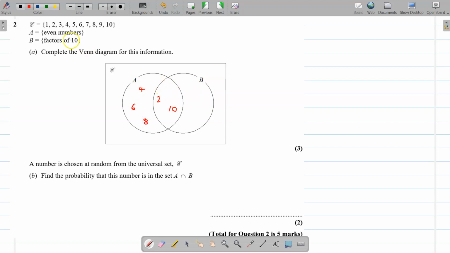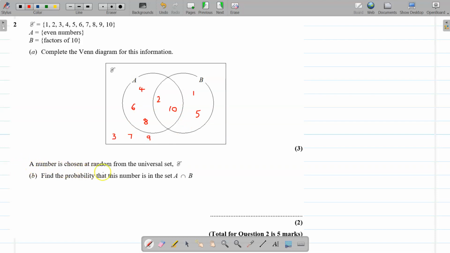From that list, the other factors of 10 are 1 and 5, which are both odd numbers, so they don't belong in set A. But we've got some left over. We've got a 3, a 7, and a 9, and they go outside of the circles.